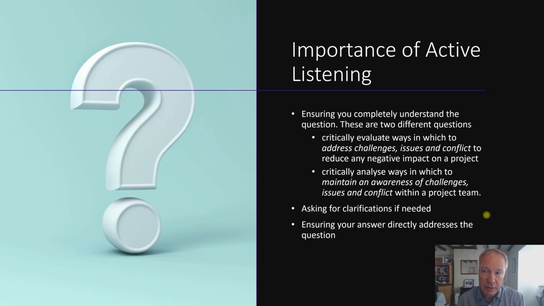Couple of other things. You need to listen to the questions really carefully. So here's two questions: critical ways in which we can address the challenges and issues of conflict, and critical ways in which we can maintain awareness of the issues. Now, the first question is about how you address them. So I'd be thinking of Thomas Kilmann's collaborate, compromise, competing, avoiding model.